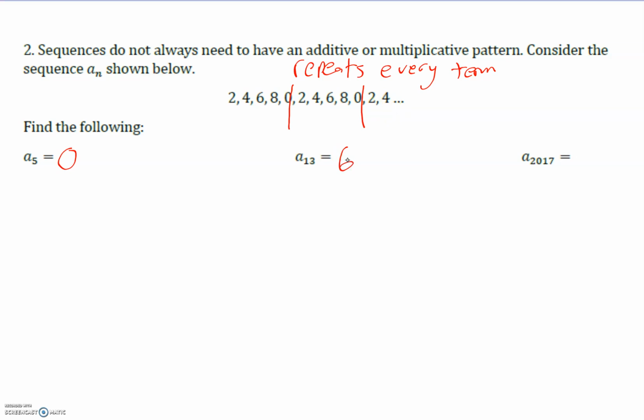And then for 2017, obviously we are not going to count to 2017, but if we divide that by 5, what happens is we get 403.4. So if you think about it, 2015 would give us a perfect ending at the 0. So we are 2 more than that. So that's going to give us a 4. We need to get to the second term. You could also think of 0.4 as 4/10, which really simplifies to 2 out of 5. So we want the second number in the pattern out of the 5, and that would be the 4.